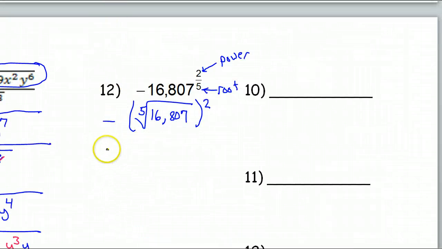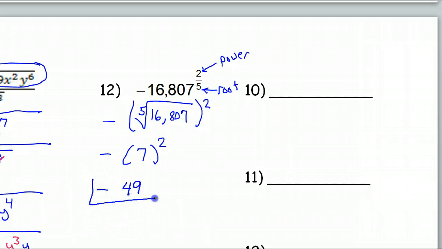So that means I'm going to have negative 7 squared. All this stuff in here just became the 7. Now here again, please understand this, because this negative sign is not in the parentheses, I'm only going to square the 7. The negative is going to stay there. It's not going to turn positive. So of course 7 squared is 49, but the final answer will be negative 49.